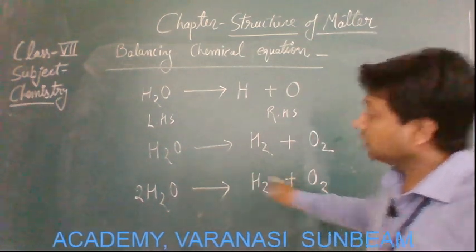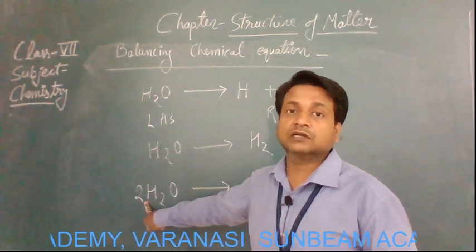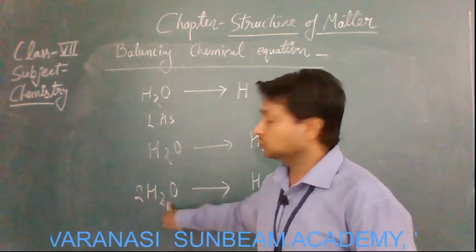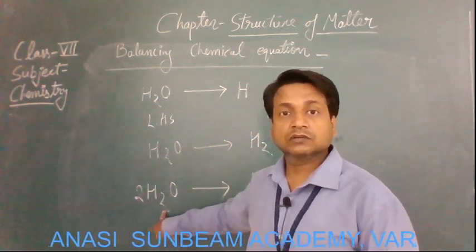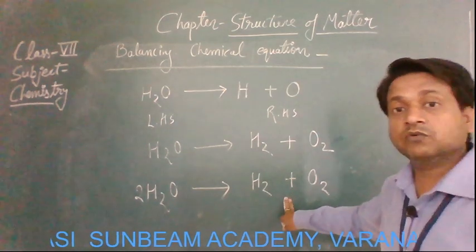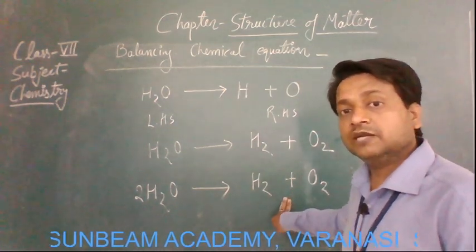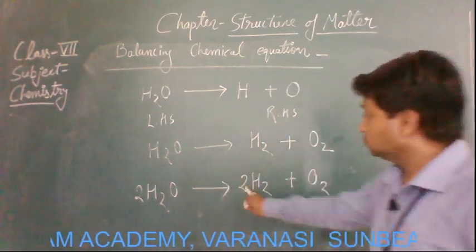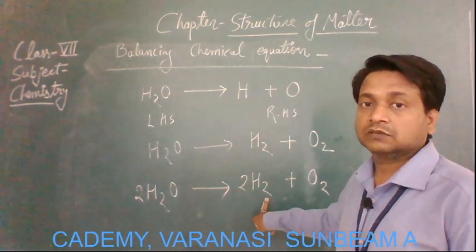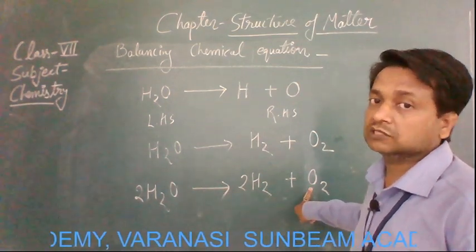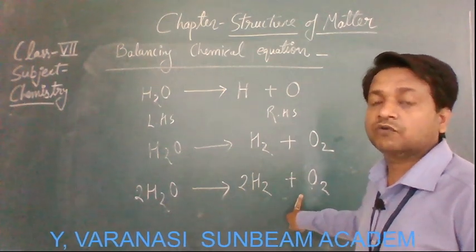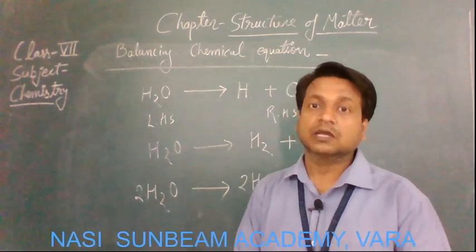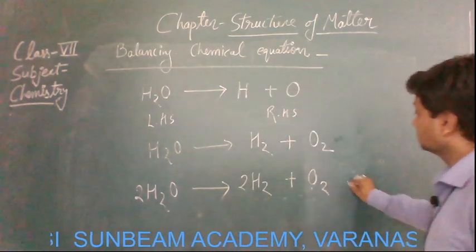But as we have written here two molecules of water, the number of hydrogen atoms has increased. Now the hydrogen atoms become 2 to 4. And on the right hand side we have only 2 atoms of hydrogen. So we can write here 2. The two molecules of hydrogen and the one molecule of oxygen are going to form when two molecules of water break. Now this is the correct equation.